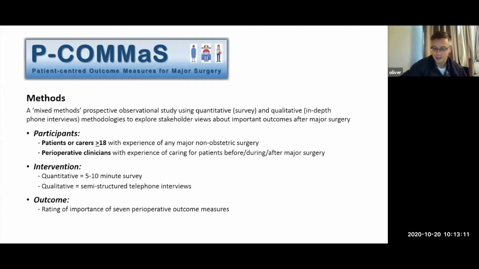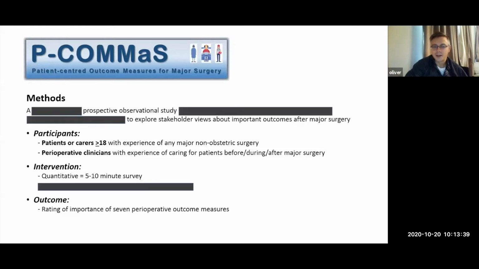So surgeons, anaesthetists, recovery nurses, GPs, lots of allied health professionals, you name it, anybody involved at any point of looking after patients after major surgery. And the idea was going to be a short survey, as mentioned, and then some qualitative, more in-depth phone interviews with a much smaller sample of the main sample. Now, for various reasons, the qualitative side of things kind of fell by the wayside. So it ended up being really just a survey study looking at what patients and carers and clinicians felt was most important in terms of perioperative outcome measures.